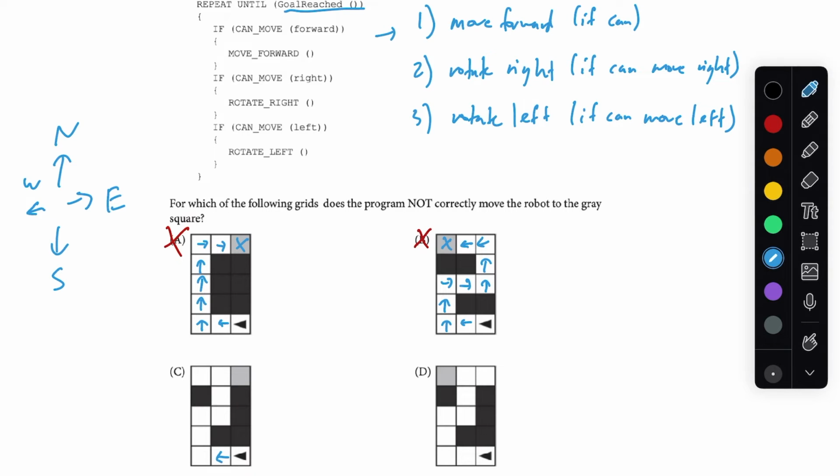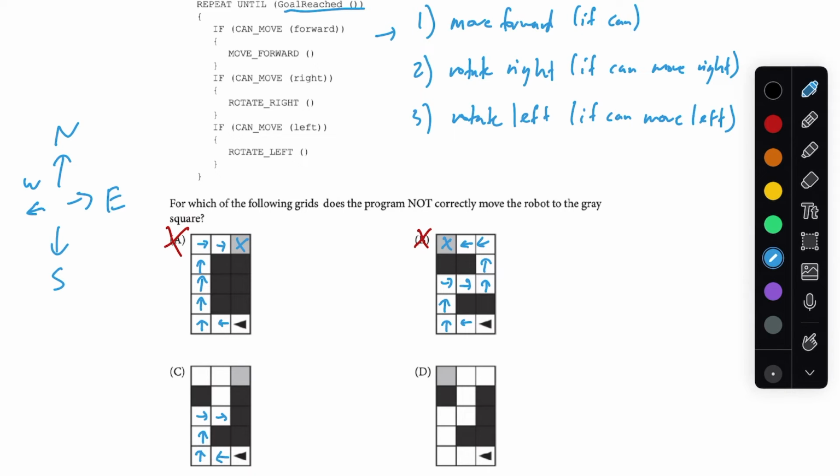All right, moving down to C, still facing west to start off, so we move forward to begin. Can't move right, can't move left, we move forward again. Now we can move right, so we're going to rotate right. Now we're facing north. We can't move left, so we're going to move forward, which we can do. Can't move right, can't move left, move forward. Now we can move right, so we're going to rotate ourselves to be facing to the right. Can't move left, so we're going to move forward.